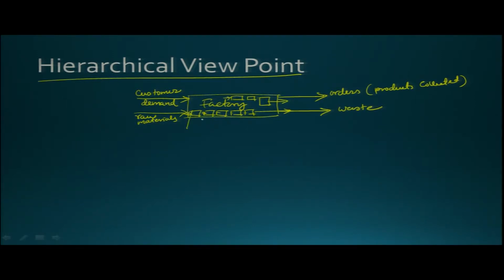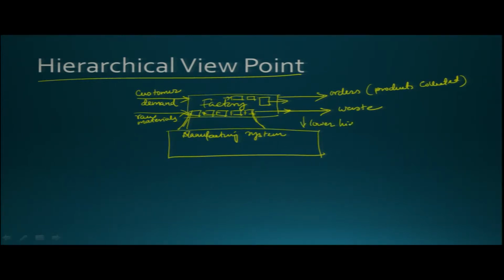Then, if you look at the next one, which is the system view or the manufacturing system, this is a lower level, a lower hierarchy of the factory. You are digging deeper, looking more closely into this. Here you have a collection of machines, as I said earlier, arranged in a particular sequence so that the product moves from one machine to another, and you get the final product coming out of it.